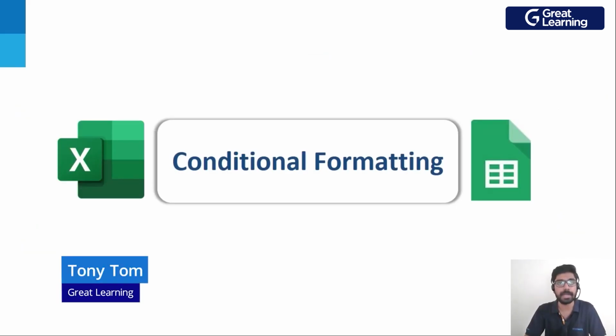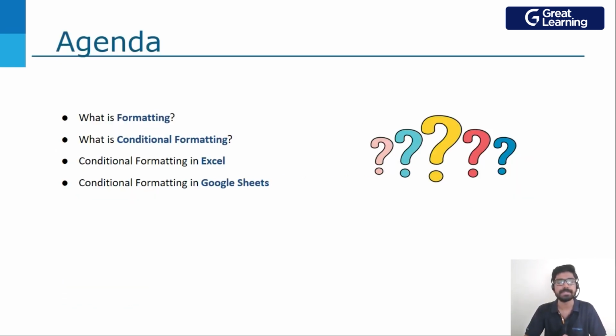We are going to be learning about conditional formatting. The two platforms which we have chosen to teach you conditional formatting are Microsoft Excel and Google Sheets. Let's move on and understand what the agenda is for this video. Before directly moving on with conditional formatting, we'll have a brief description of what formatting is so that you have a clear idea of the differences between formatting and conditional formatting. After having clarity on these two concepts, we'll move on to the platforms and try to implement conditional formatting in Microsoft Excel and Google Sheets.